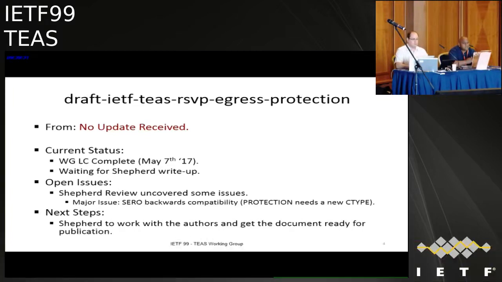Today we have 2 C-types of protection object. Both of them have fixed sizes. In this draft, we are defining multiple sub-TLVs in a protection object. So in order to be backwards compatible, you've got to introduce a new C-type. And if you're going down the route of adding a new C-type, there's some simplification that can be done to the procedures. So the intent is to work with the authors, make sure this gets resolved, and then we'll take it to publication.